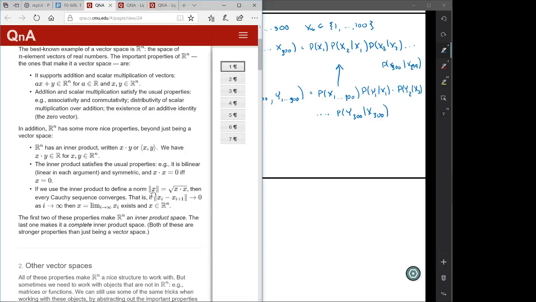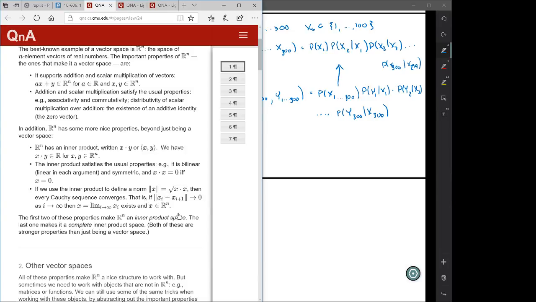We can use that dot product to define a norm, right? The norm of x is the square root of the dot product of x with itself. So here what we're saying is that the only vector with 0 norm is in fact the 0 vector. And if we use that norm, then every Cauchy sequence converges.